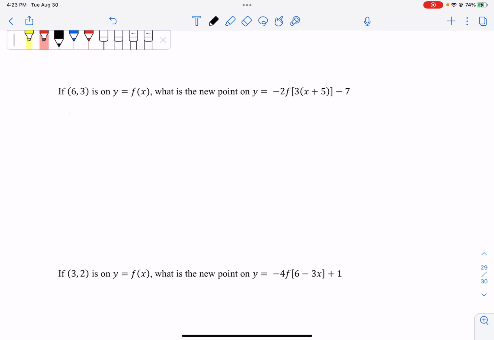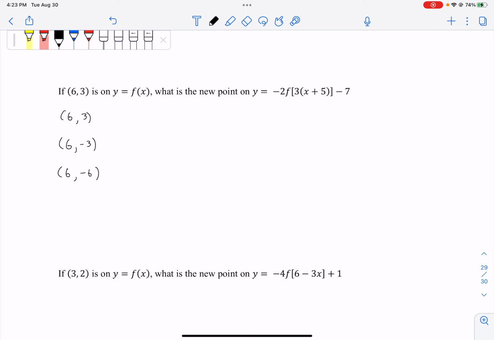So let's do (6, 3) as the original. We do have a reflection. A vertical reflection means this point becomes (6, negative 3). We times 2 then, so it's (6, negative 6).